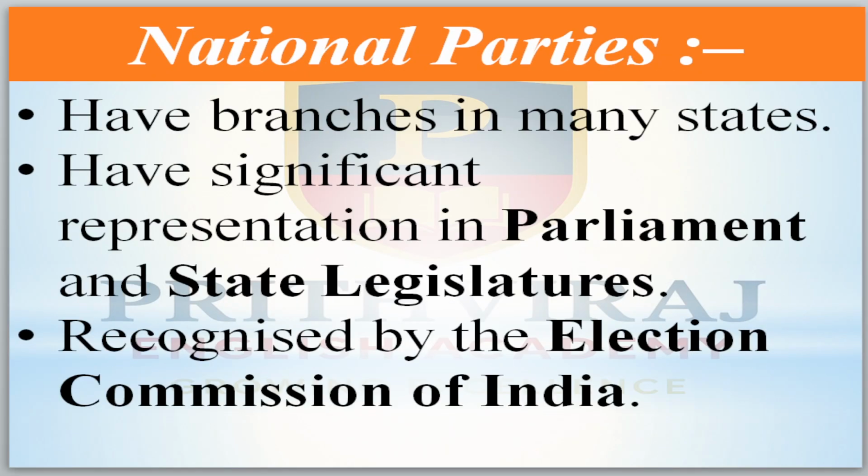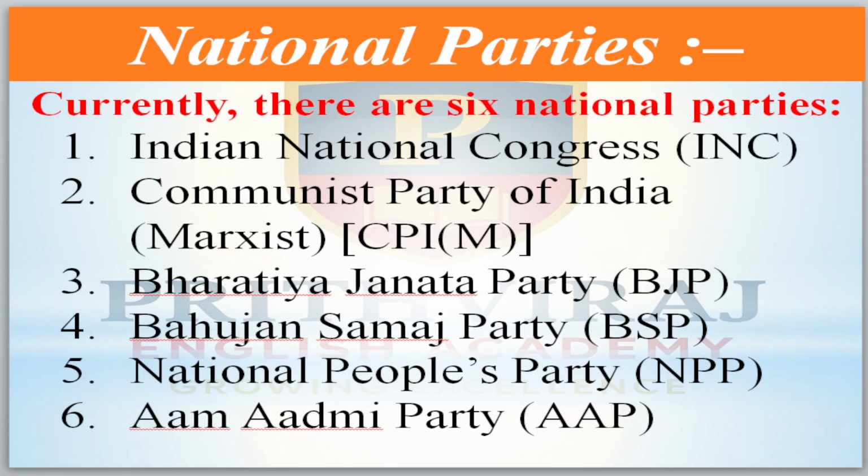Now, come to the national political parties. They have branches in many states, have significant representation in parliament and state legislatures, and are recognized by the Election Commission of India as national parties. Currently there are 6 national parties: Indian National Congress, Communist Party of India, Bharatiya Janata Party, Bahujan Samaj Party, National People's Party, and Aam Aadmi Party. These are the 6 political parties.